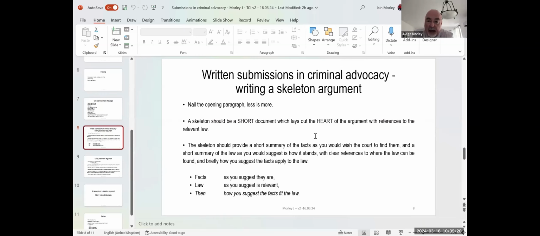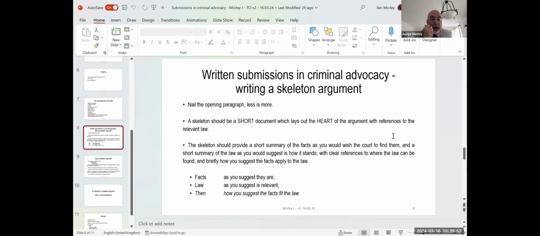And I'm just checking, are we on the slide, Mr. Emanuel, for writing written submissions in criminal advocacy? Yes. Okay. Can somebody tell me, please? We are. All right, thank you. So we're on the right slide. That's good. So it's all working.